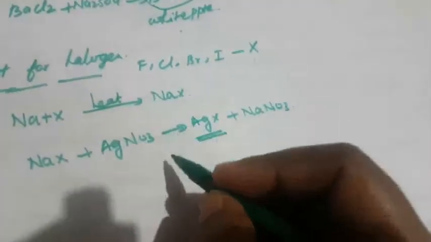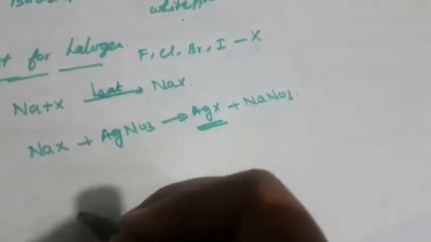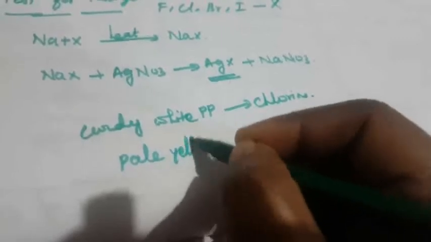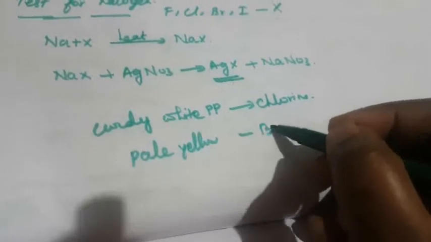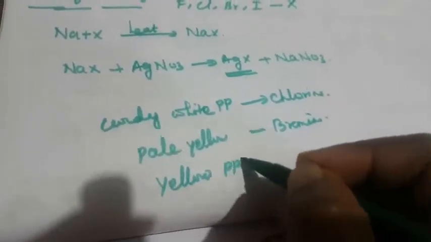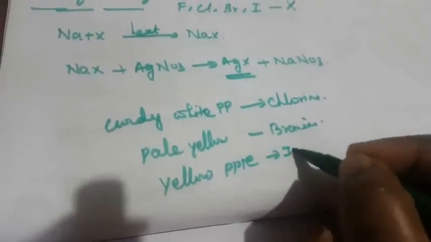Suppose a curdy white precipitate is obtained, that is chlorine. A pale yellow precipitate is the presence of bromine. Another one is a yellow precipitate, which is the presence of iodine.